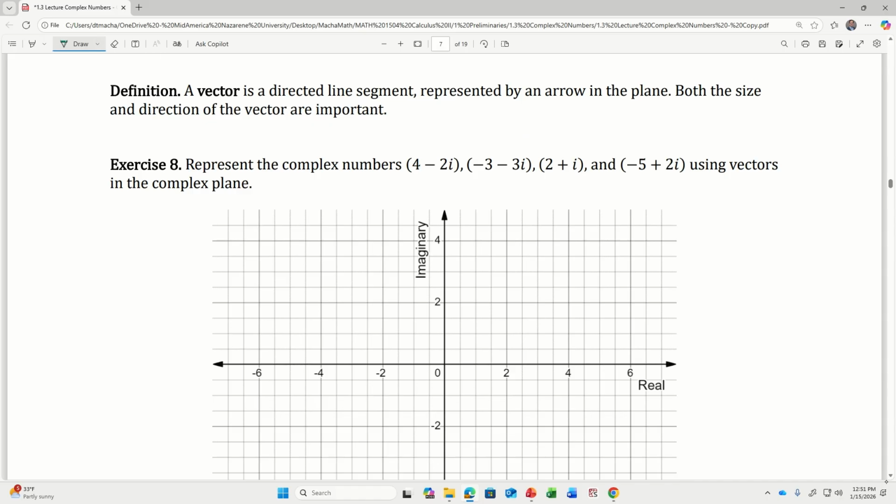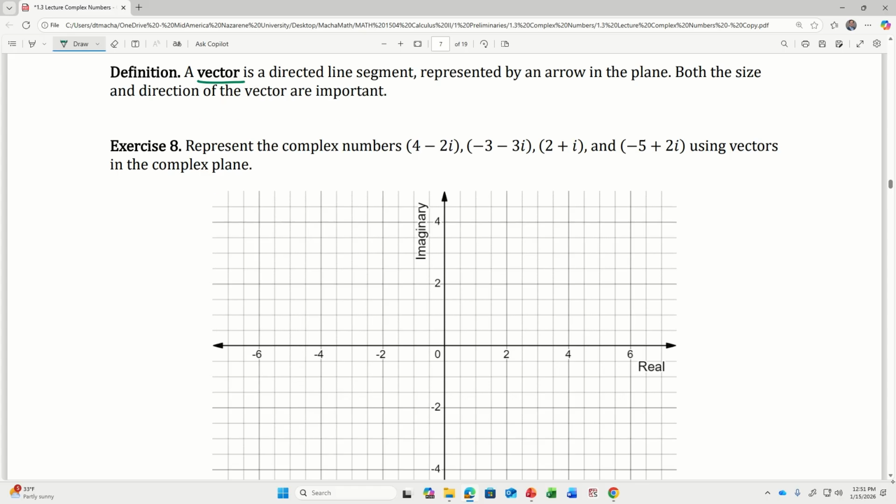A vector is a directed line segment, usually represented by an arrow. And for a vector, both the size and direction of the vector are important to us. So in exercise 8, it says represent the complex numbers using vectors. Let's do this. 4 minus 2i would be this point in the plane, right? But if I want to represent this as a vector, what I need to do is draw a line segment from the origin out to the point 4 minus 2i, and then make it a directed line segment.